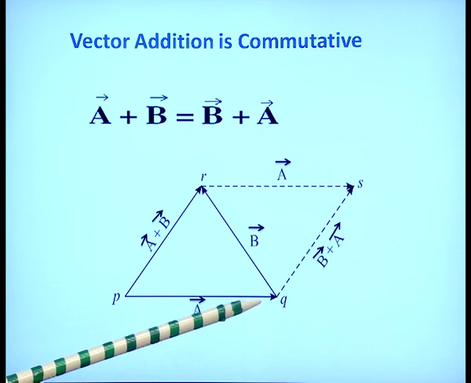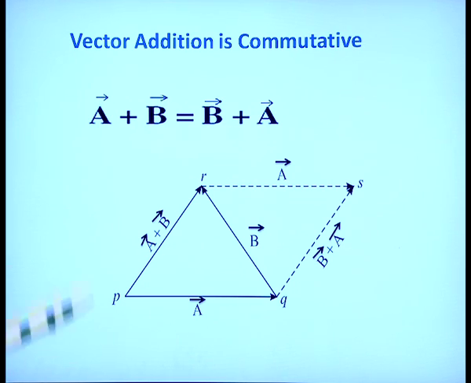Now, in triangle QRS, QR represents B vector, RS represents A vector. So, the third side, that is QS, taken in opposite order, represents B plus A. So, now A plus B and B plus A, that is PR and QS, are same in length, same in direction also. That means A plus B equal to B plus A.